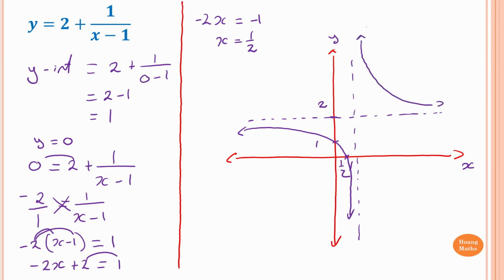There you go. y is equal to 2 plus 1 over x minus 1.